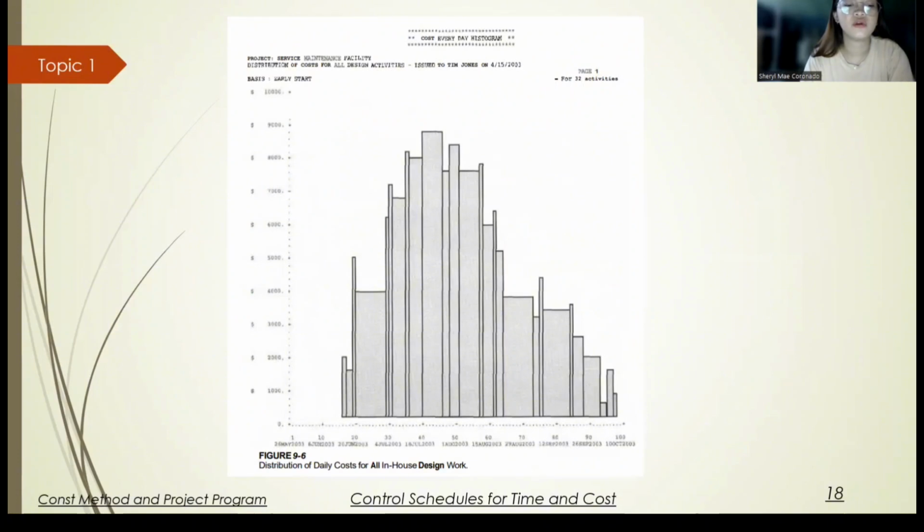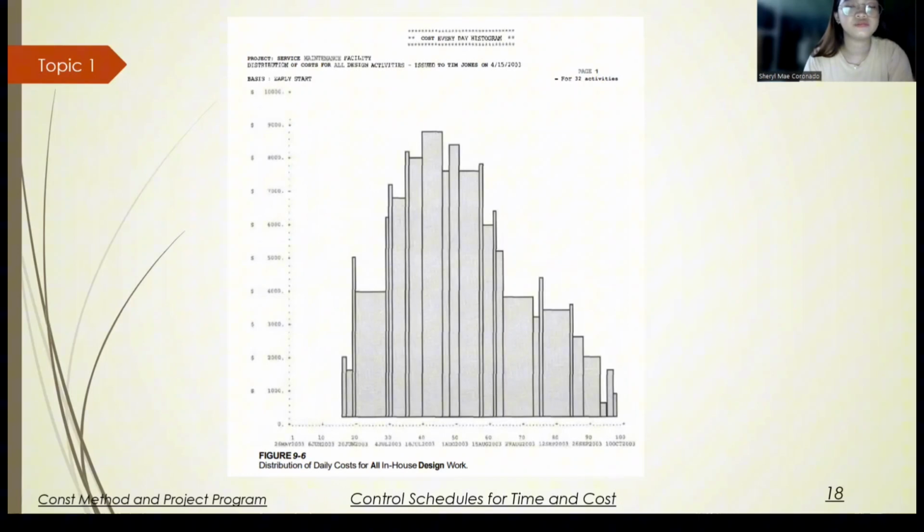So additional reports can be computer generated as discussed in Chapter 8. For example, this figure 9-6 shows the graph of daily costs of all in-house engineering design. It can be obtained by selecting all activities that have a 1 in the first digit of their code number. A similar curve can be obtained for work hours, which would show the personnel requirements needed to perform the work.